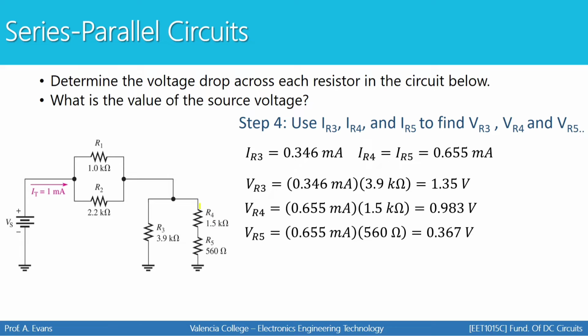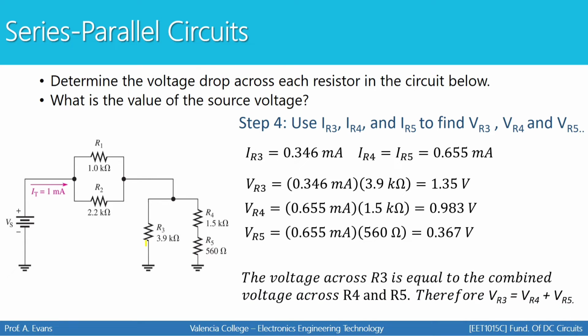Keep in mind that R4 and R5 combined are in parallel with R3. Therefore, if I combine the voltages for R4 and R5, it should be equal to the same voltage you got for R3. And we can see that if we add these two up, you'll get something very close to 1.35. So at this point, we have found the voltage for all 5 resistors. We've answered the first question.